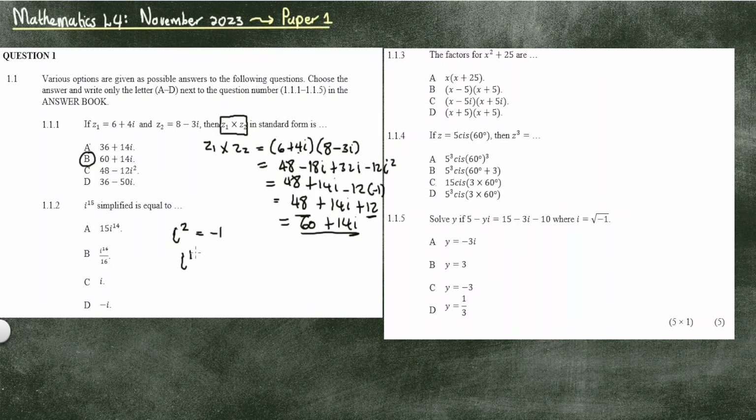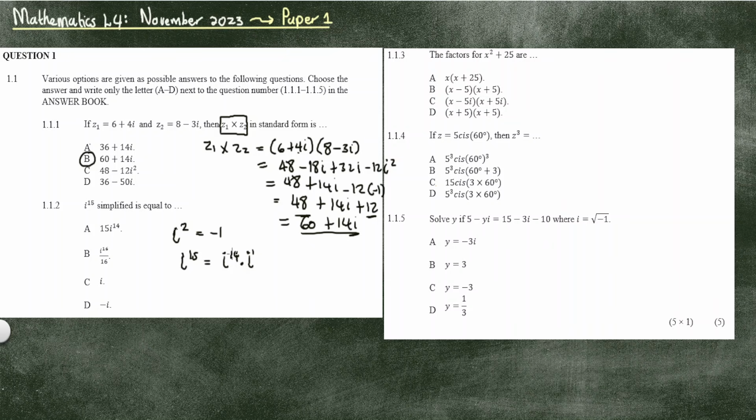So the i raised to exponent 15 should be split in such a way that the exponent is an even number. So 15, it's not an even number, it's an odd number. So I'm going to do this. I'm going to say i raised to exponent 14 multiplied by i raised to exponent 1. The exponential law says that when multiplying powers of the same base, you add the exponents. So I'm doing the opposite of it. Instead of adding them, I'm going to split them into 14 and 1.